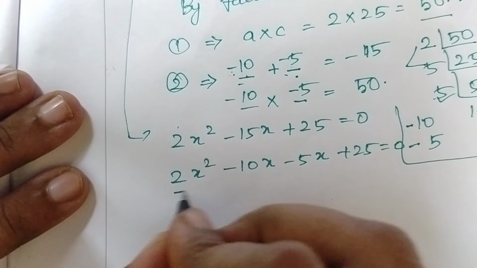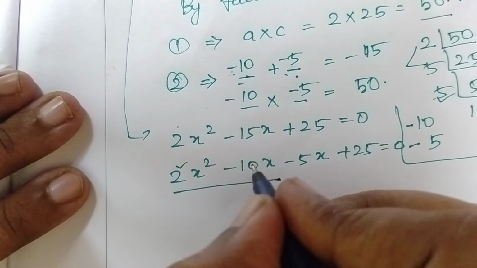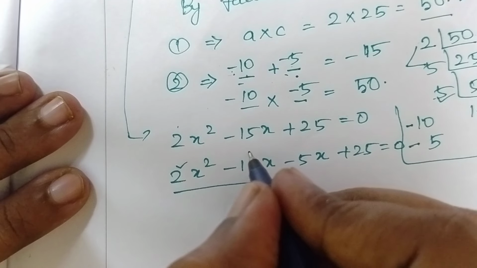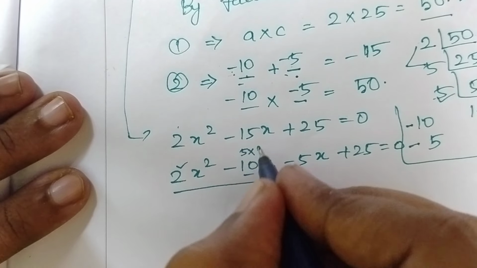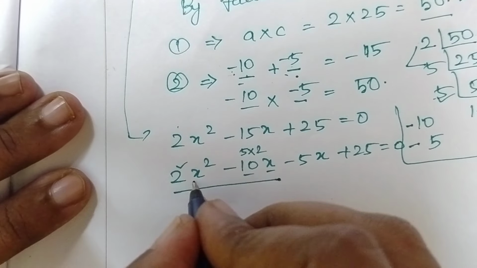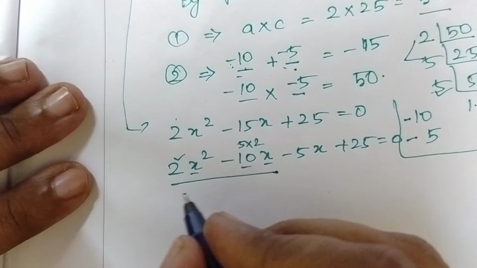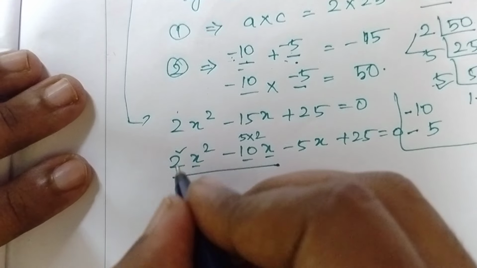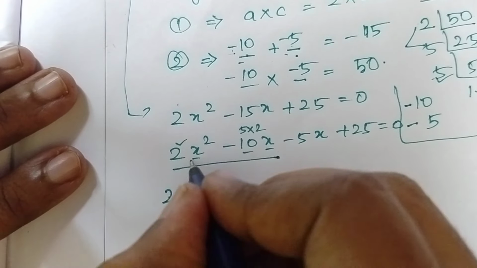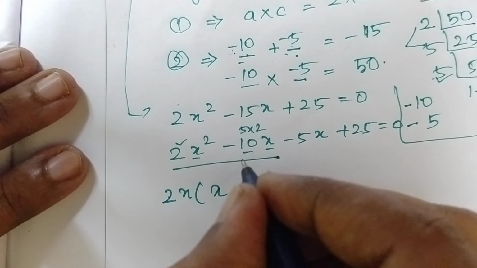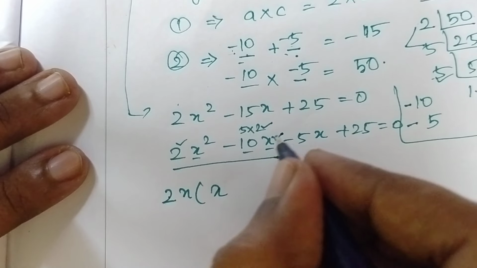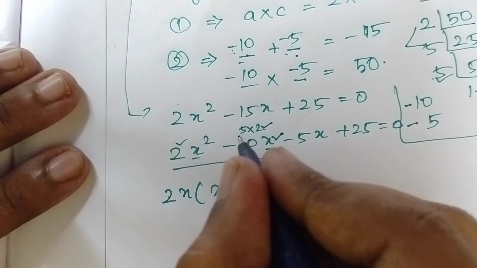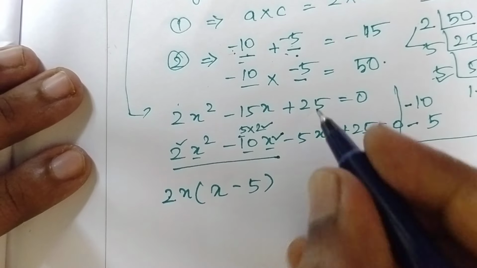Now, if you see these 2 terms, here 2 is common, here 5 into 2 is there. So, here also 2 is common. Here x is there, here x is there. So, here x is also common. So, I am going to take 2x out. Remaining is, I take 2 and x, remaining x is there. Similarly, here 2 and x I have already taken. So, the remaining is minus 5.